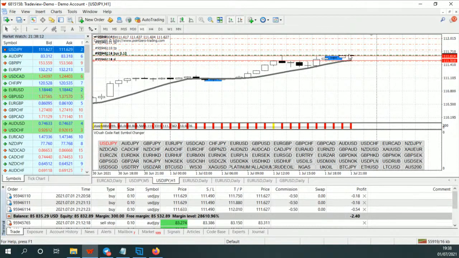So in this case, if we get to TP1, which could be today or could be tomorrow, then you move your remaining 2 trades to break even. If you get to TP2, you will have 1 trade left. You move that to TP1, and you wait for it to go to TP3 and off you go. Job done.